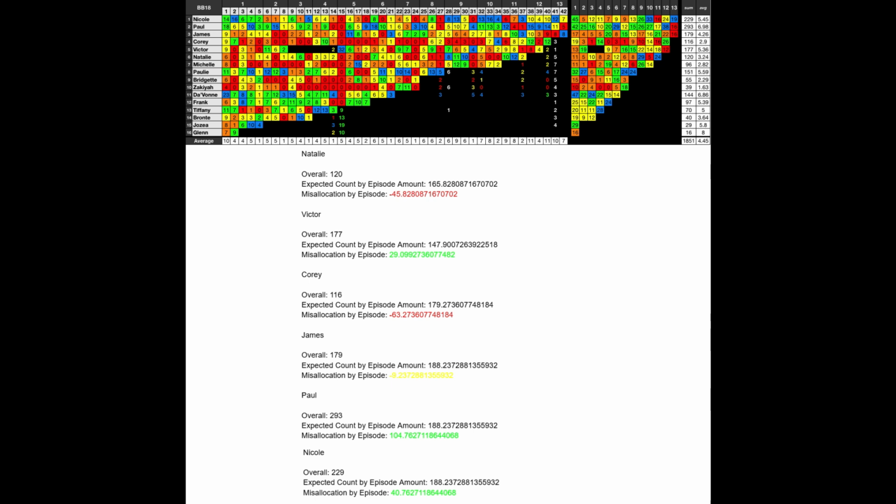Natalie got 120 diary rooms, and her expected count by episode amount is 165.82 diary rooms. This causes a misallocation of negative 45.82. Honestly, this is still pretty bad, but it could have been a lot worse, especially compared to some of the other women newbies in the season. But this is clearly not good.